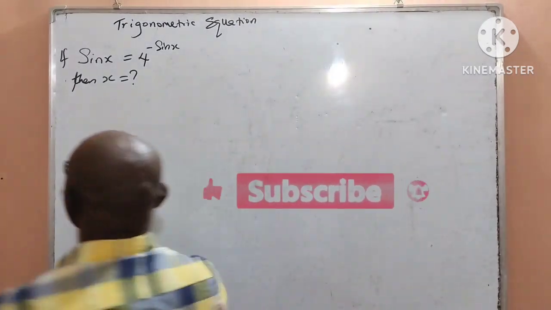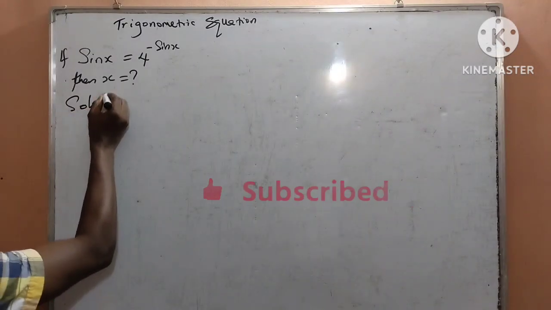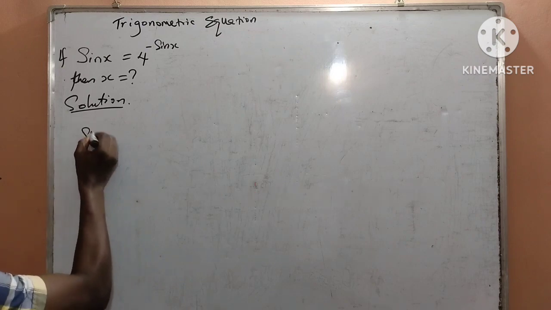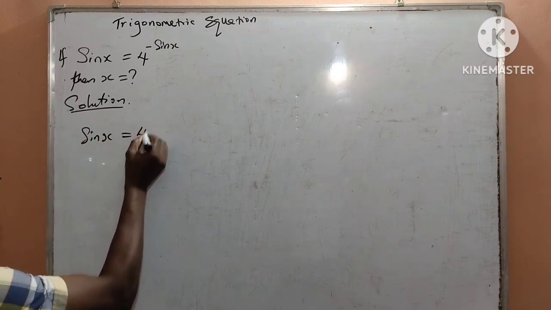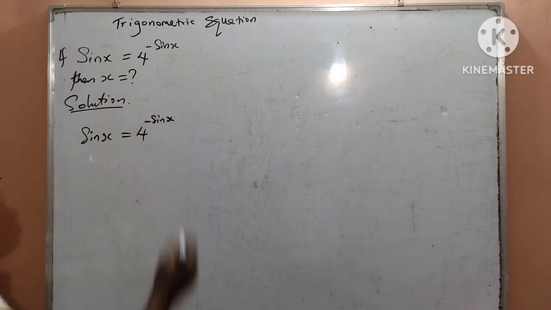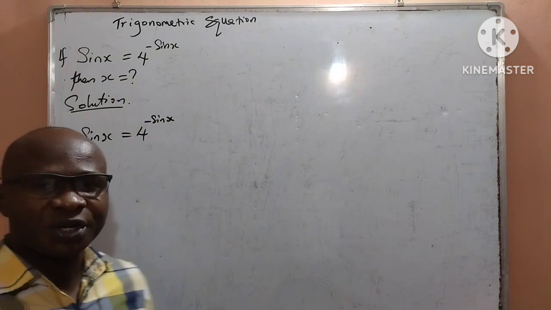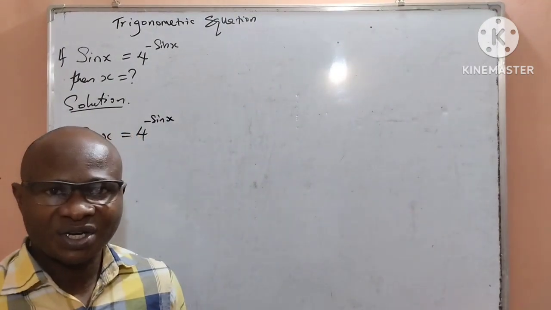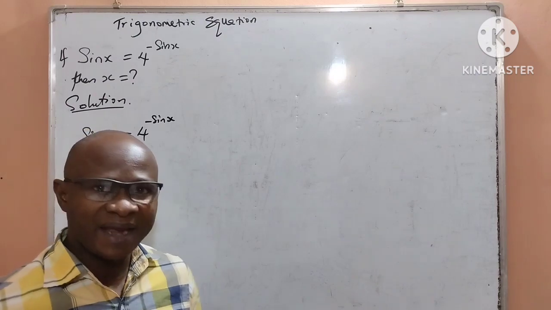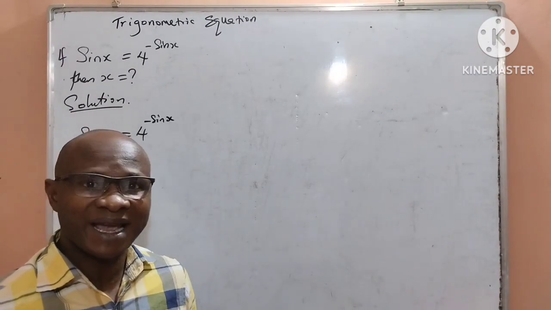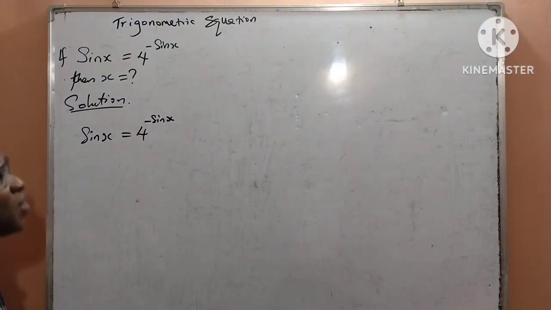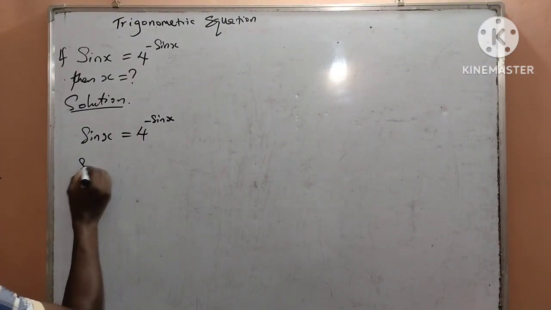We dive in. Solution to this question. We are given to solve that sine x is equal to 4 raised to the power of negative sine x. If you look at this question, you see that we have sine x on both sides of the equation. Let's look for a way to make the sine x to be only at one side, either right or left. Good. Looking at that, we are going to write it this way.